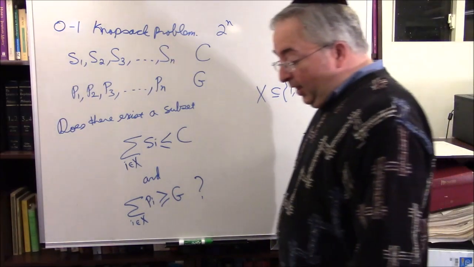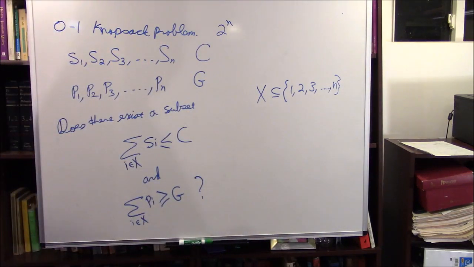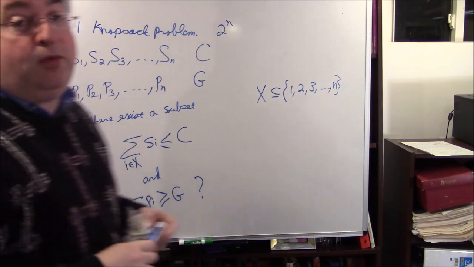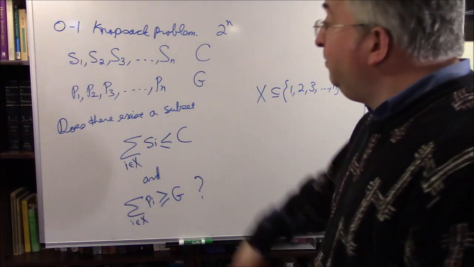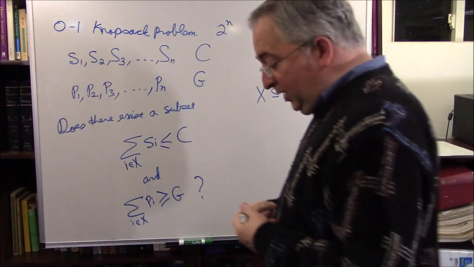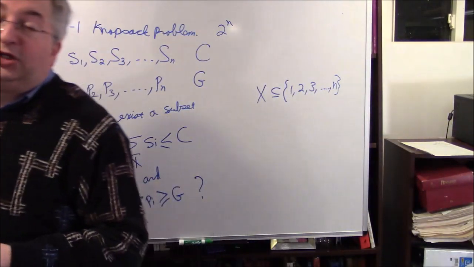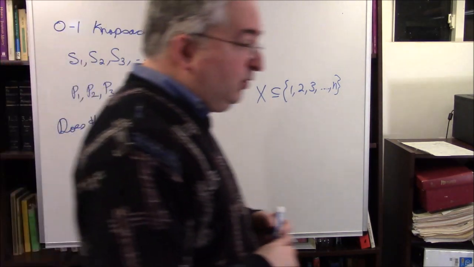Now, I don't know how to solve this problem, except to try all possibilities. Try all possible subsets. Brute force search on all 2 to the n possible subsets. Great. There's a problem with that. 2 to the n will take trillions of years. If I have 100 elements, it'll take trillions of years.